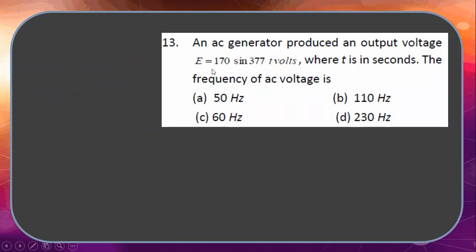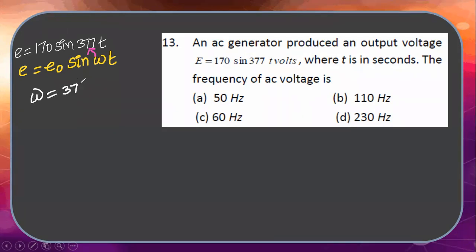An AC generator produces output voltage E is equal to 170 sin 377 t volts, where t is in seconds. What is the frequency of the voltage? On comparing this equation with the standard equation E is equal to E naught sin omega t, omega is equal to 377. We know omega is 2 pi f, so 2 pi f is equal to 377. Then f is equal to 377 divided by 2 pi.